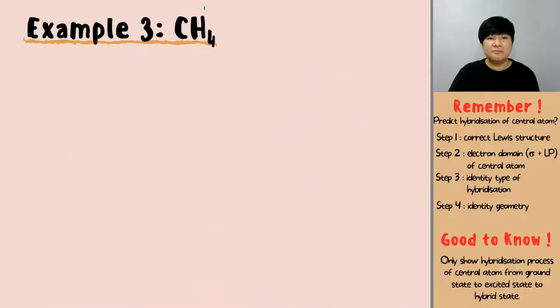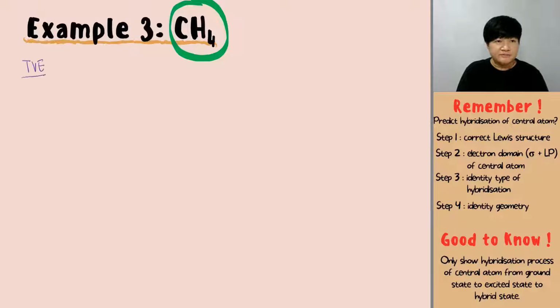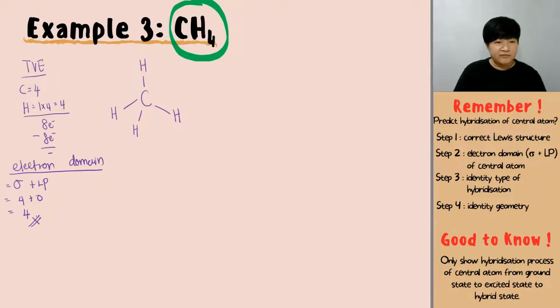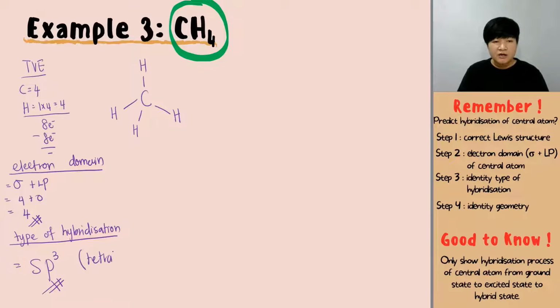Okay? Next example is quite simple. Your example 3, methane, CH4. Very simple structure. Okay? So, let's start off with the total valence electron and your Lewis structure. Lewis structure done, moving to your electron domain. From the electron domain that you have determined, then we can go for the hybridization. So the hybridization that you determine is sp3 over here, and the geometry is tetrahedral.